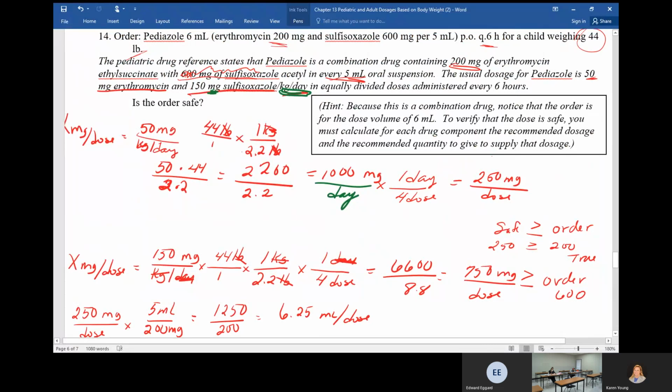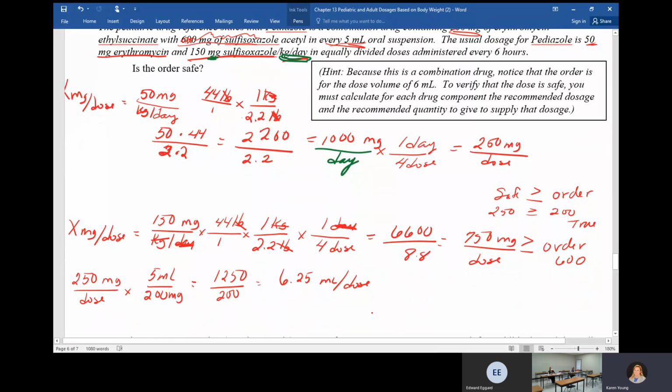So that one is safe because my milliliters, remember the doctor ordered 6 milliliters, so my 6.25 milliliters is greater than or equal to the 6 milliliters that was ordered. So this makes this a safe dose.